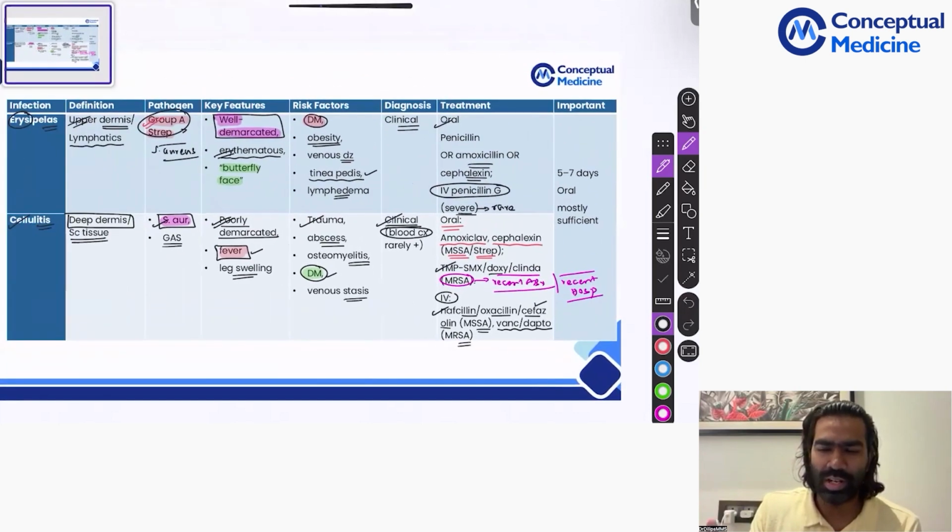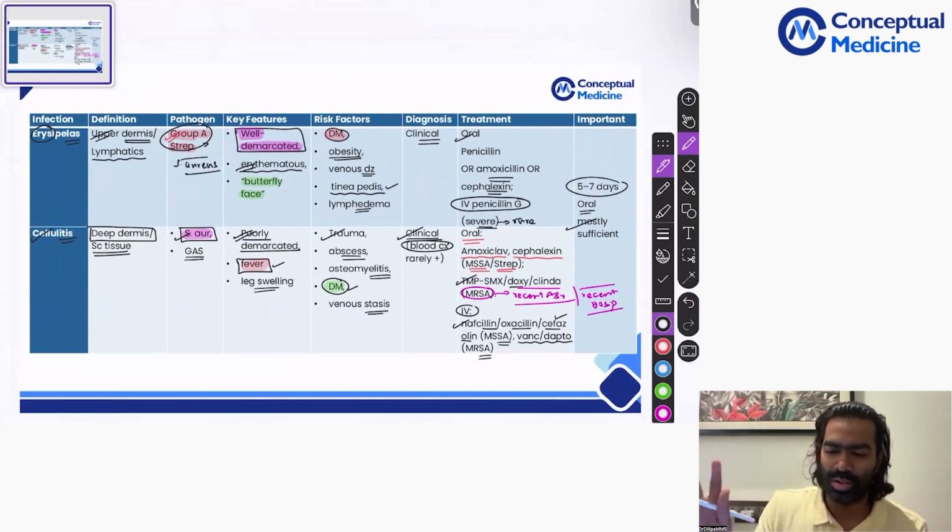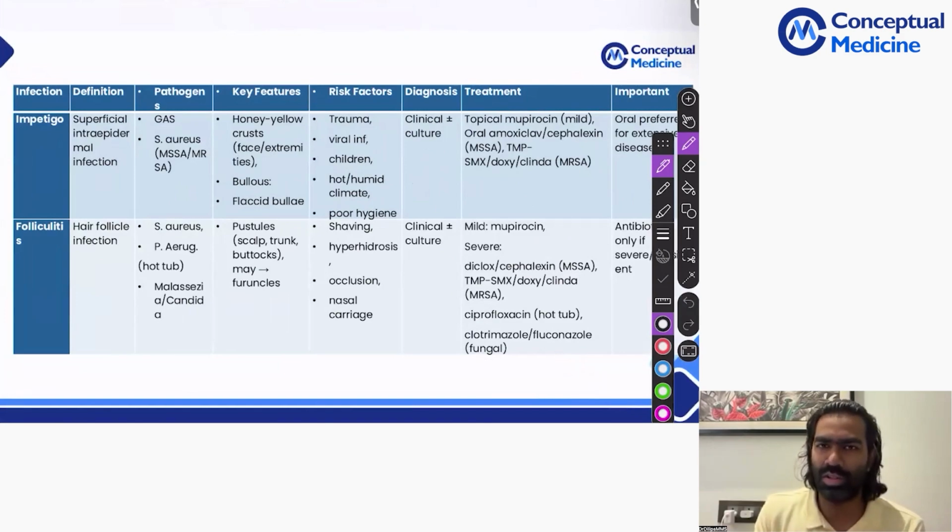Okay, even for cellulitis, for most cases, 5 to 7 days of oral antibiotics is sufficient, or 5 to 7 days of IV antibiotics is also going to be sufficient, right? So these are the two basic infections to begin with.